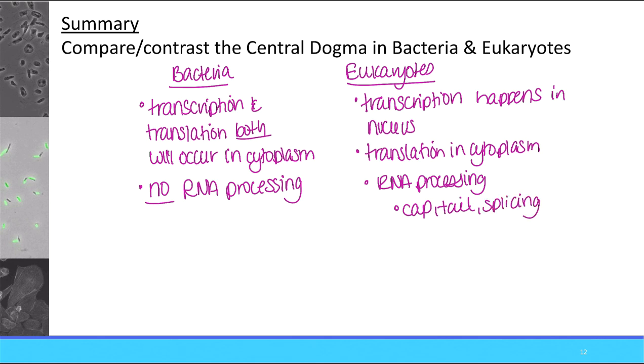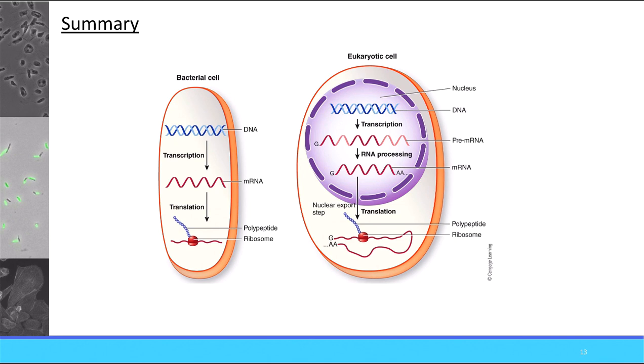So we put the cap and the tail on for protection from degradation. And part of that, again, is because we have to go from the nucleus into the cytoplasm, and we don't want that RNA that we just spent so much time making to be degraded. So last but not least, here is just a picture highlighting some of those differences.